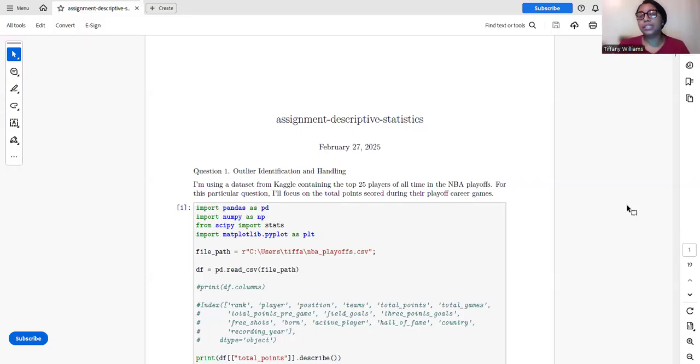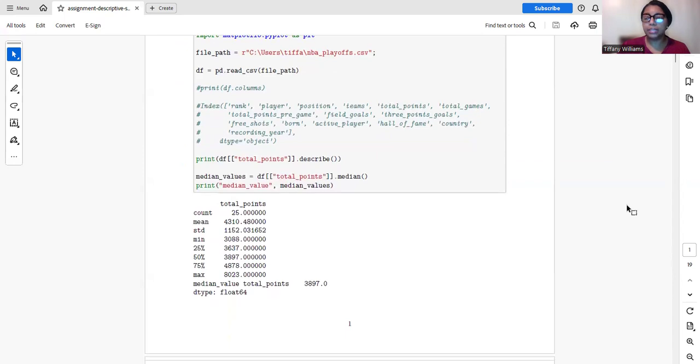Hello, today we will be discussing descriptive statistics. Question one is regarding outlier identification and handling. So I used a file from Kaggle of the top 25 NBA players and their playoff careers. I brought that data in and did some descriptive statistics just to see how the data was looking statistically.